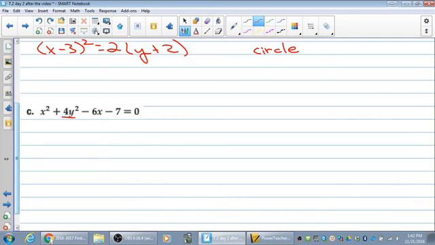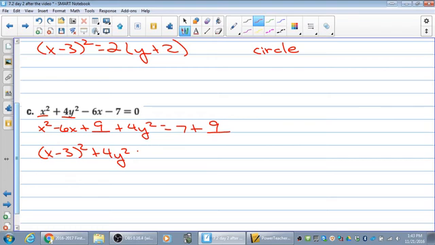C. Now this is going to be an ellipse because there's a 4 here. If there's a 4 in front of that one, it'd be a circle. There's not. This is an ellipse. Yeah, I did write circle. x squared minus 6x plus something plus 4y squared is equal to 7 plus something. We don't have to complete the square on y. It already is a perfect square. 4 is a perfect square. y is a perfect square. Everybody's good. 6 divided by 2 is 3. 3 squared is 9. So we're going to add 9 to this. x minus 3 squared plus 4y squared is equal to 16.